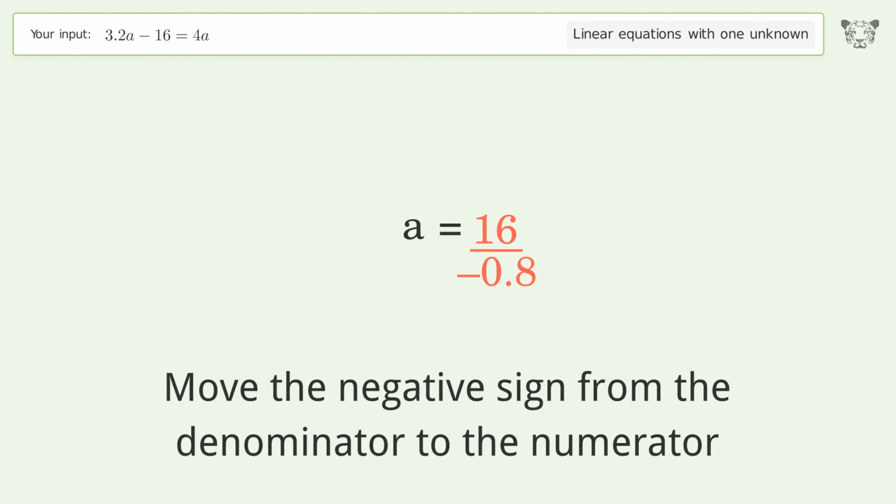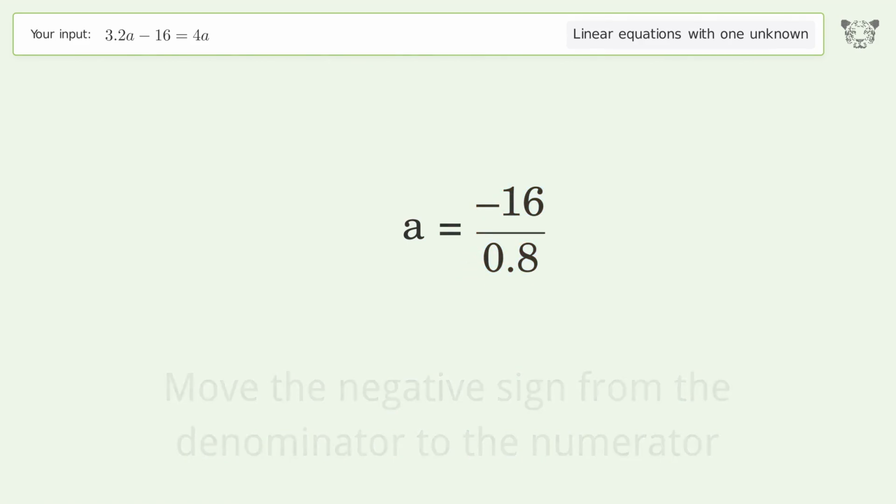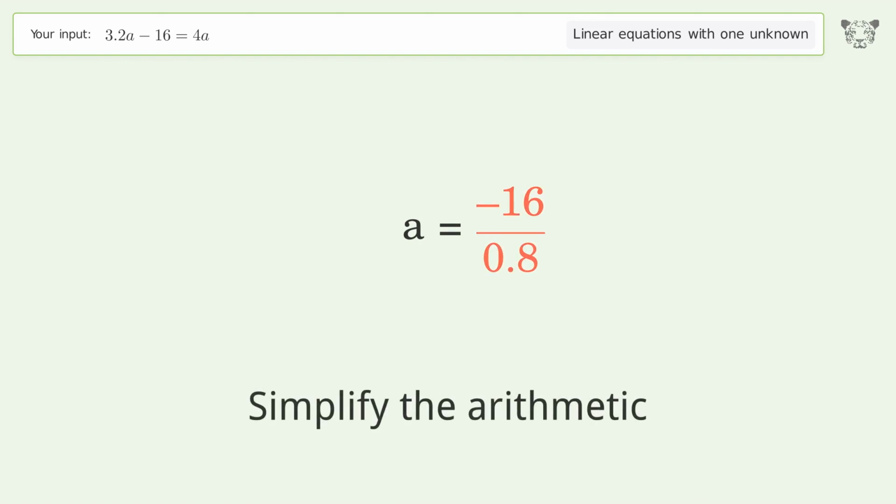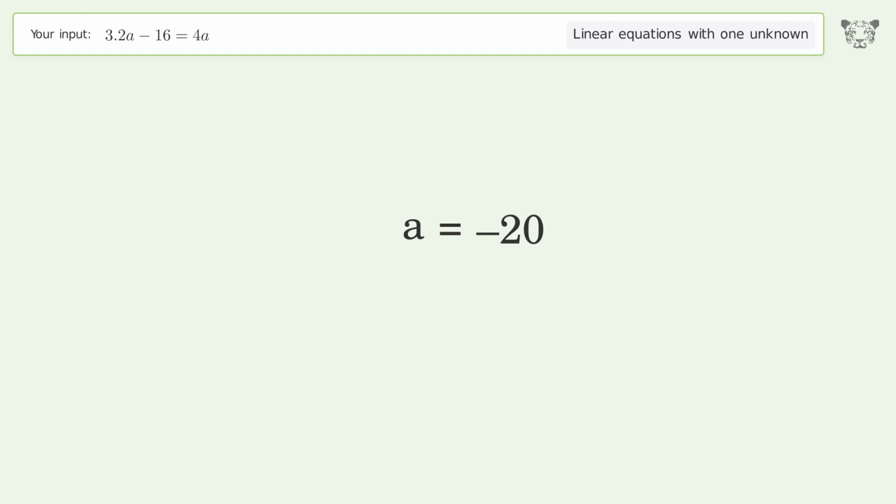Move the negative sign from the denominator to the numerator. Simplify the arithmetic. And so the final result is a equals -20.